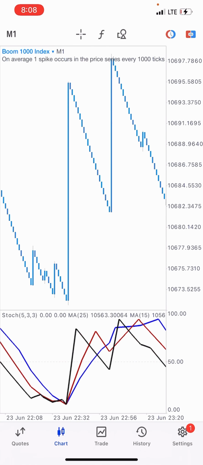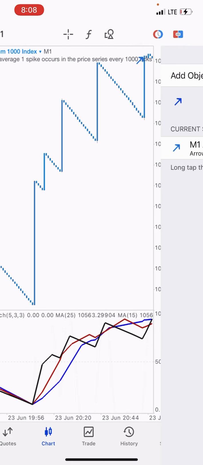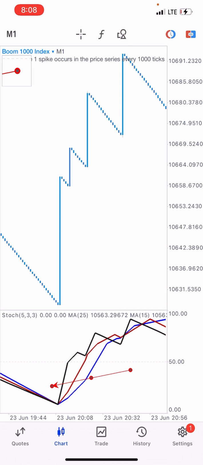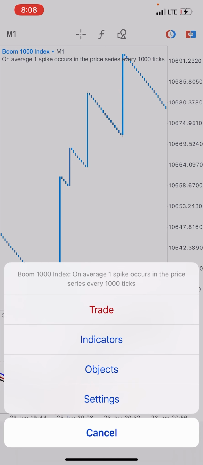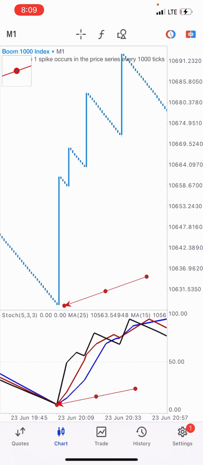Let me quickly explain how this strategy works. It works in a very simple way. First, you need to check your black moving average. All the indicators need to gather at this endpoint here, at 0.00. After gathering, the next thing you want to see is that one spike has come.